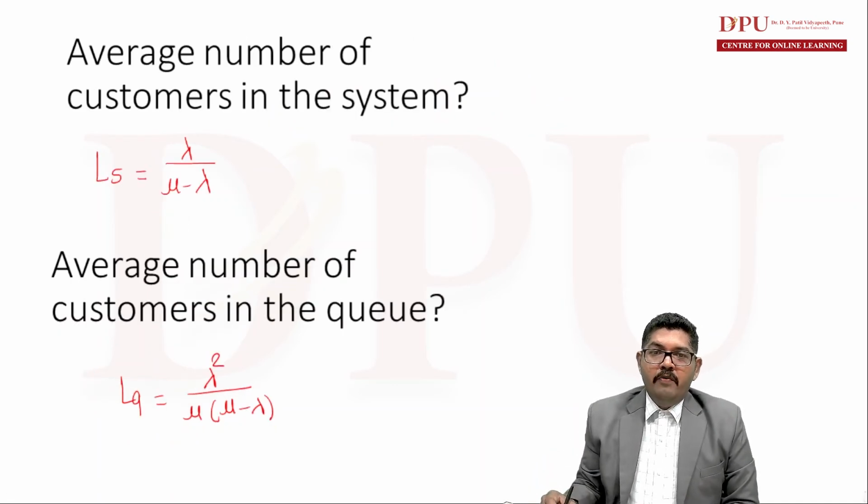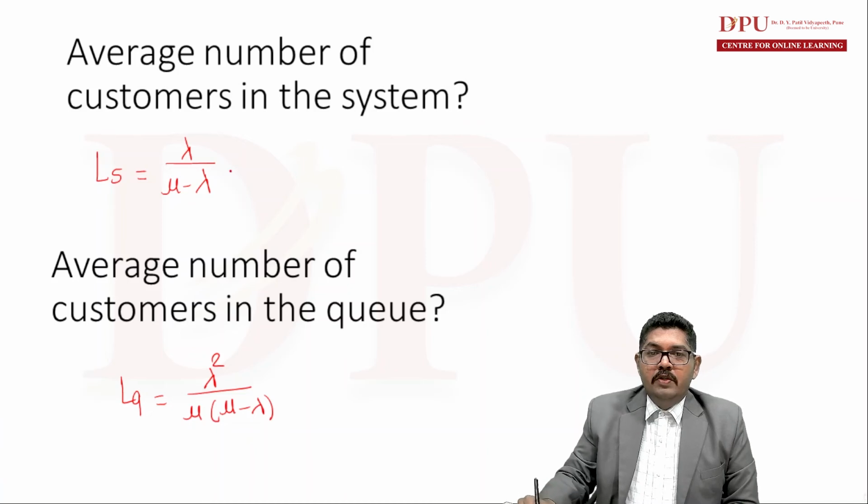Then we have the average number of customers in the system. The average number of customers in the system includes the number of customers in the queue as well as the number of customers who are being served, and this is equal to lambda divided by mu minus lambda. So let me calculate this.